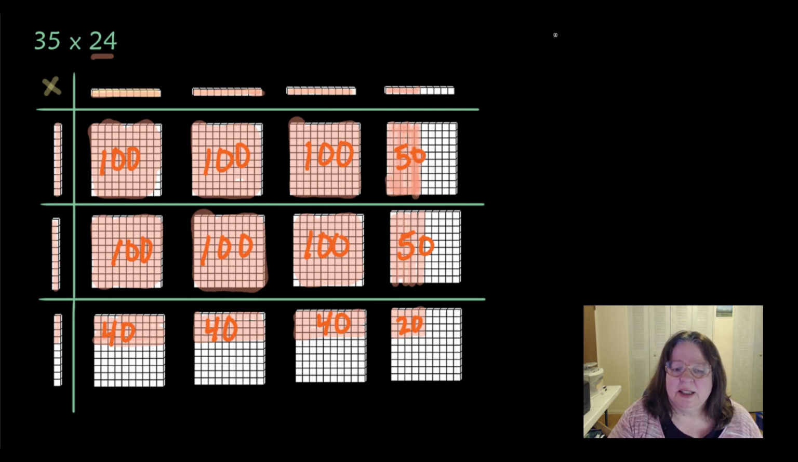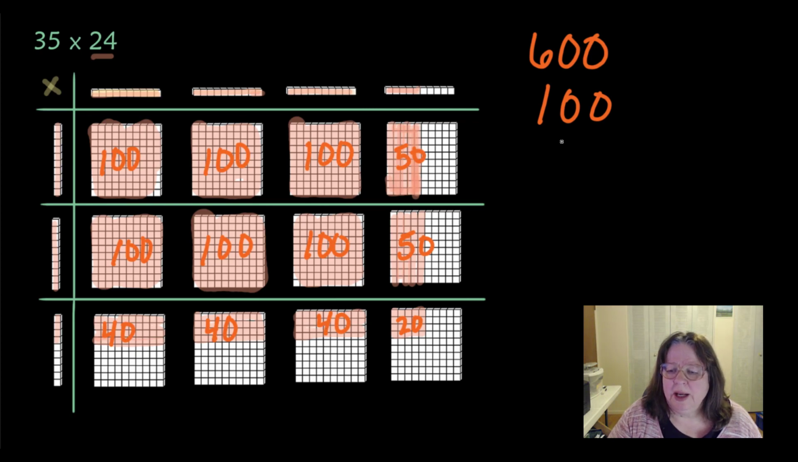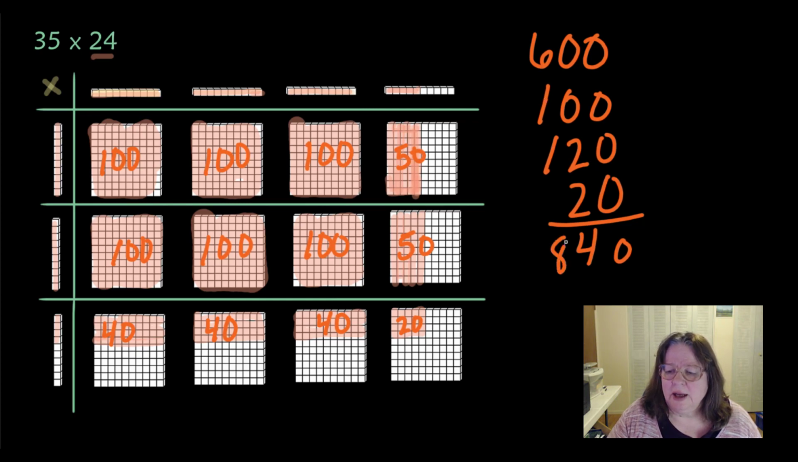So let's add these up over here. I'm just going to count up the hundreds. 1, 2, 3, 4, 5, 6, 600. 50 and 50 is 100. 40, 80, 120. And let's get that 20 in there. So 0, 2, 4, 6, 7, 8. 840.